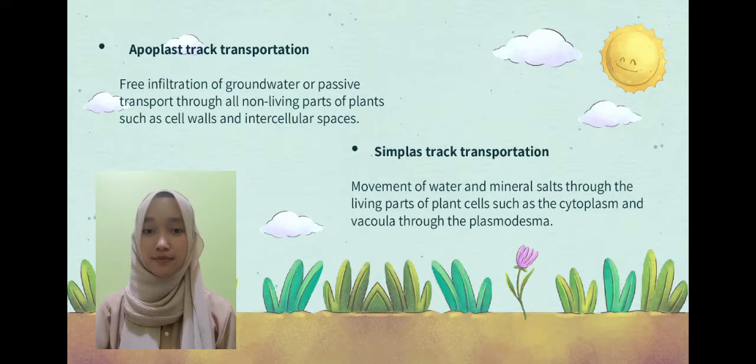Symplast-tract transportation: movement of water and mineral salts through the living parts of plant cells such as the cytoplasm and vacuole through the plasmodesmata. In the symplast pathway, water can reach the xylem and even the central cylinder.